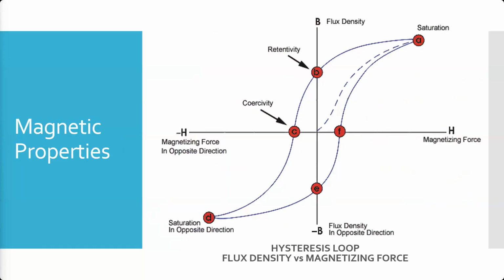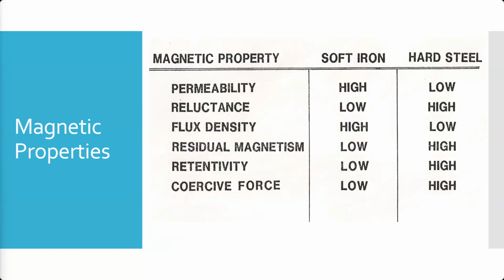You need a lot of current, a lot of magnetizing force to get it to do it. But once it is magnetized, it's very difficult to demagnetize because you need the same reverse current in order to demagnetize it, in order to pull it back the other direction.